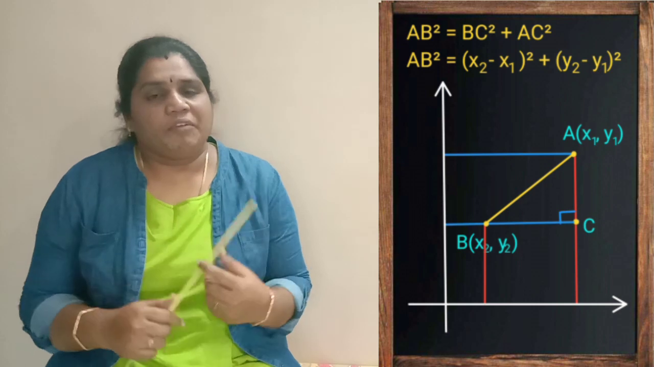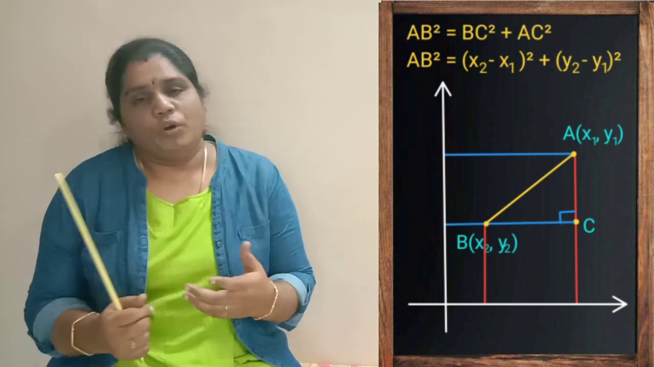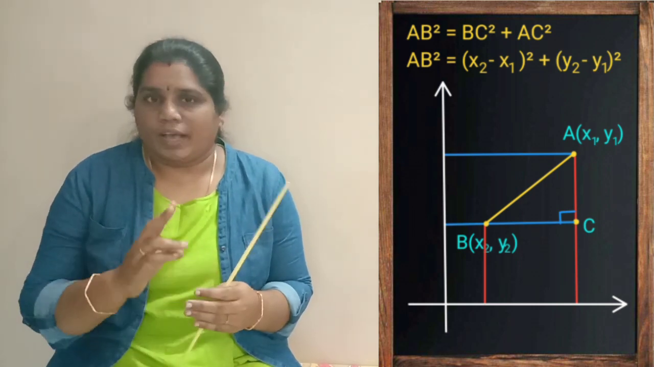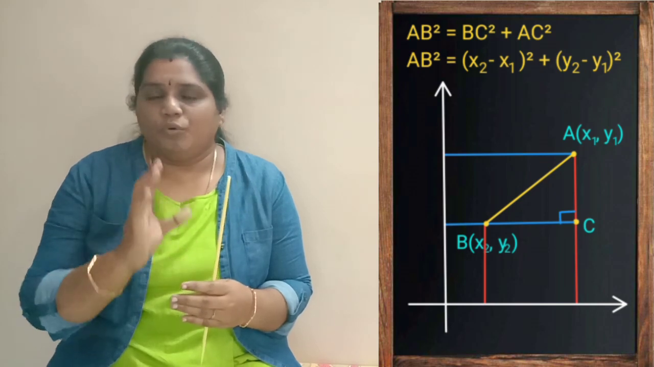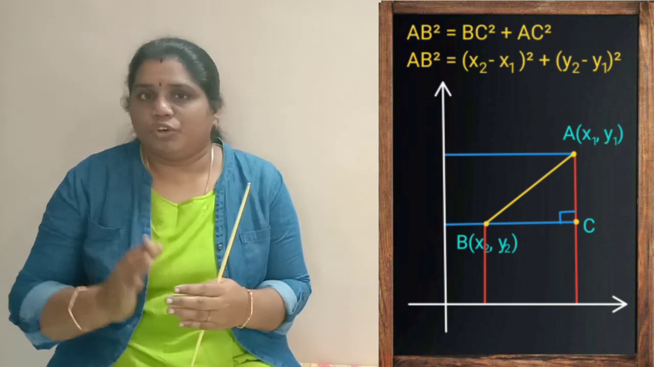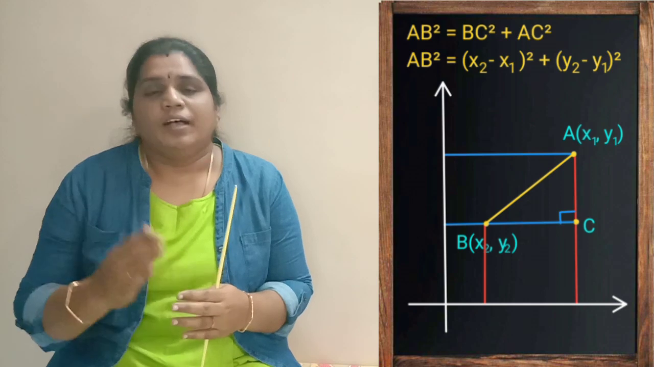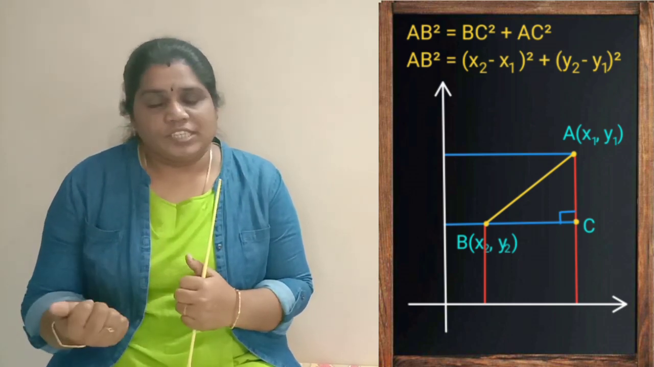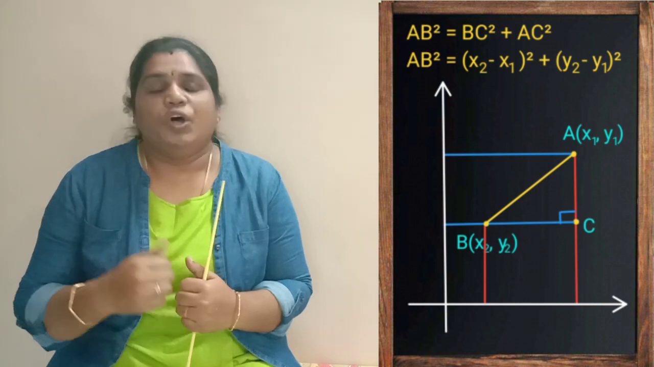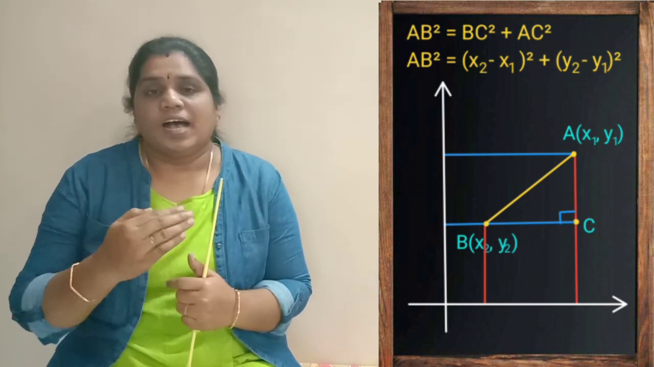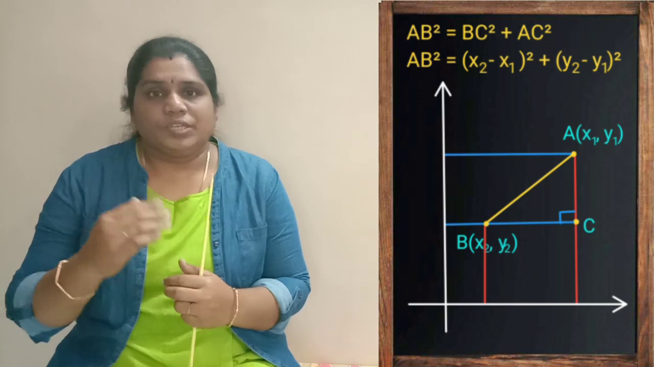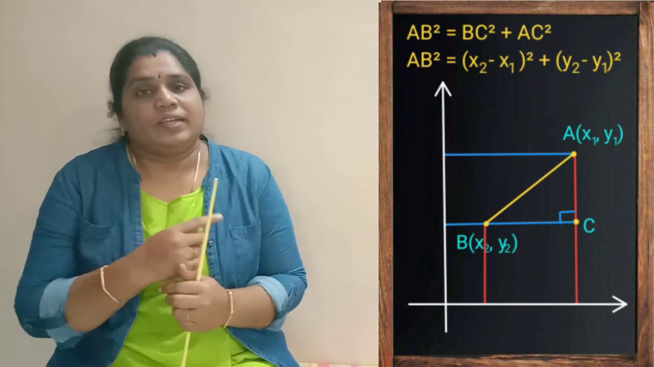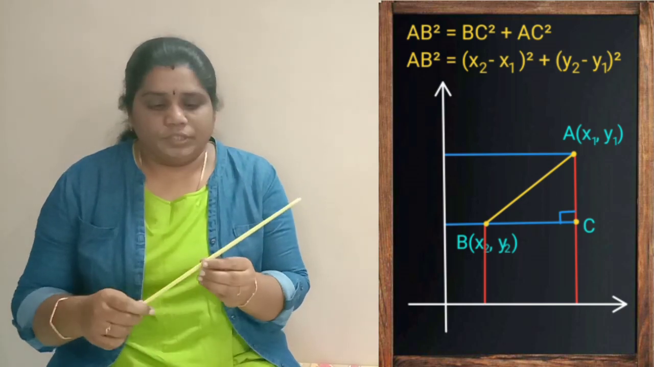If you have a right angle triangle, the most important property we use again and again is the Pythagoras theorem. What is the Pythagoras theorem? Hypotenuse square is equal to opposite square plus adjacent square. Using that concept only, I have derived the formula for these two points.